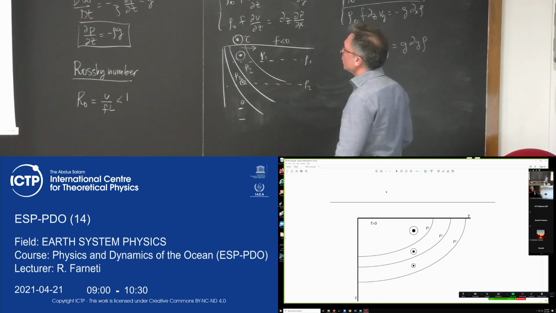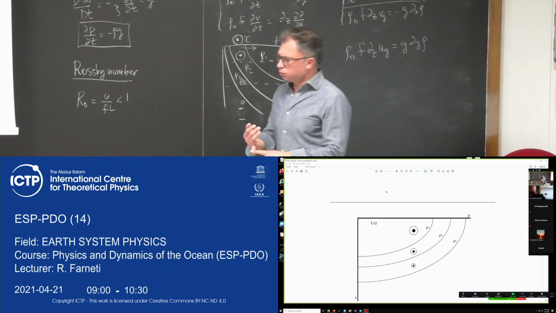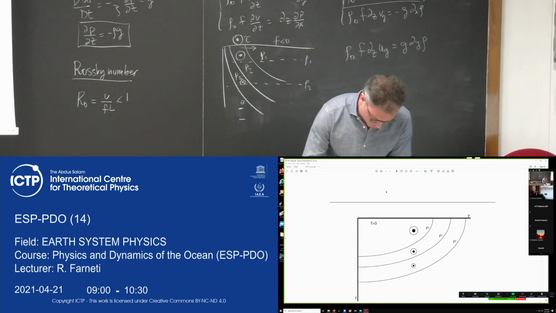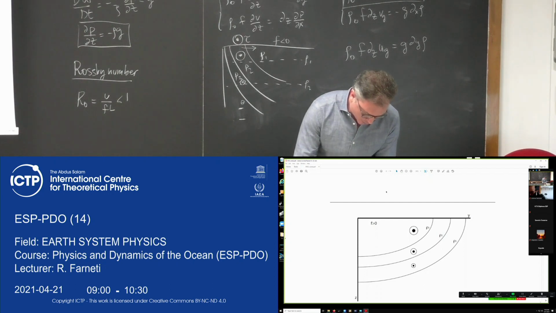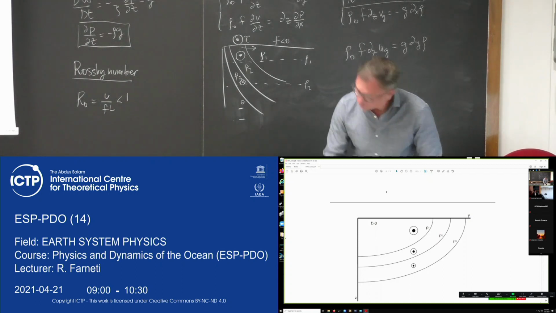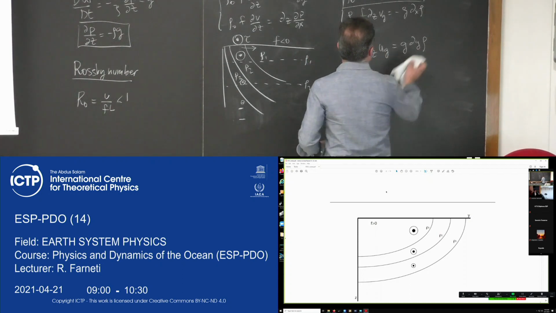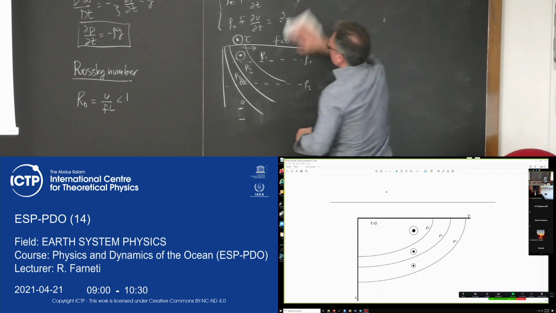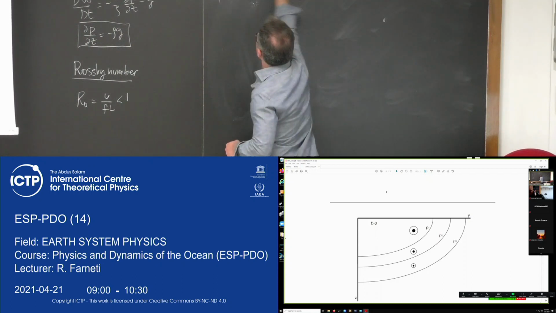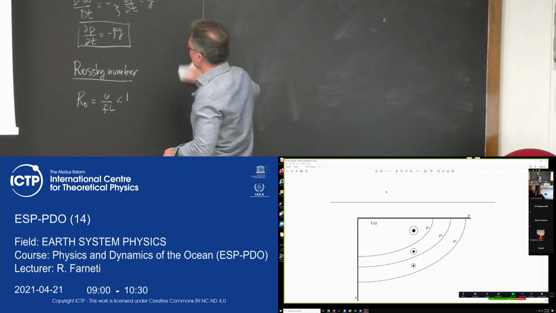Okay, easy. So we looked at the hydrostatic balance, Rossby number, geostrophic balance, thermal wind, and now the Rossby radius. Okay, and why we care about the Rossby radius.